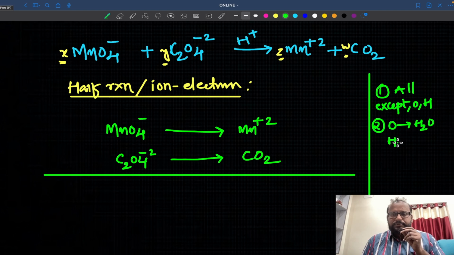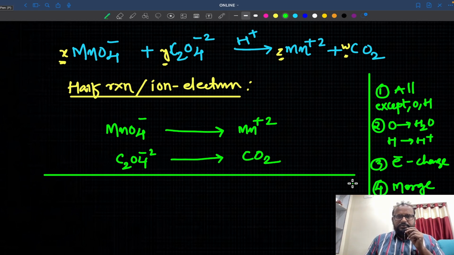To balance hydrogens, we need to add H plus ions. So this is the second step. Third step, we will add electrons to balance the charges, right? And the fourth step is we will merge both the reactions together by cancelling the electrons. So these are the rules required for this. Okay, so let us jump into this.